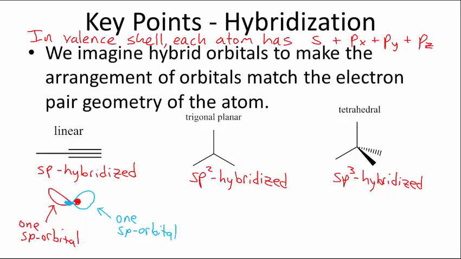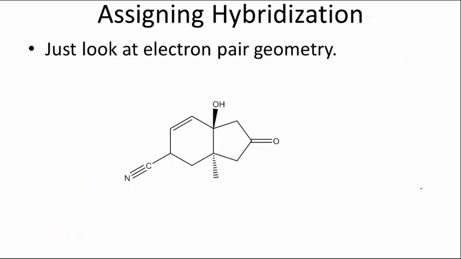What questions do you have there? Okay. So if you want to assign hybridization to an atom, all you have to do is look at the electron pair geometry. So really you're counting number of electron domains. Is it 2, 3, or 4 electron domains?